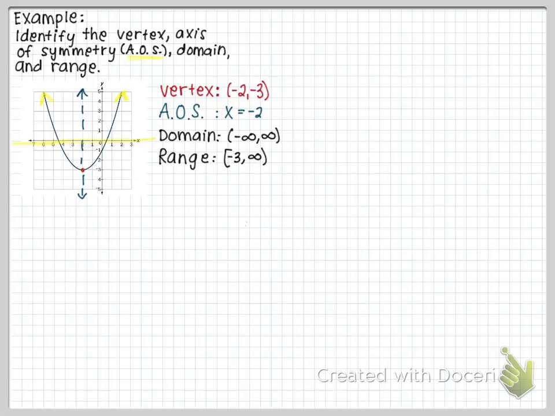Remember, we use a bracket because that point is included. Unless we see an open circle, it's always a bracket for the number, okay? And always parentheses for infinity because we never include infinity. That's not a real number.